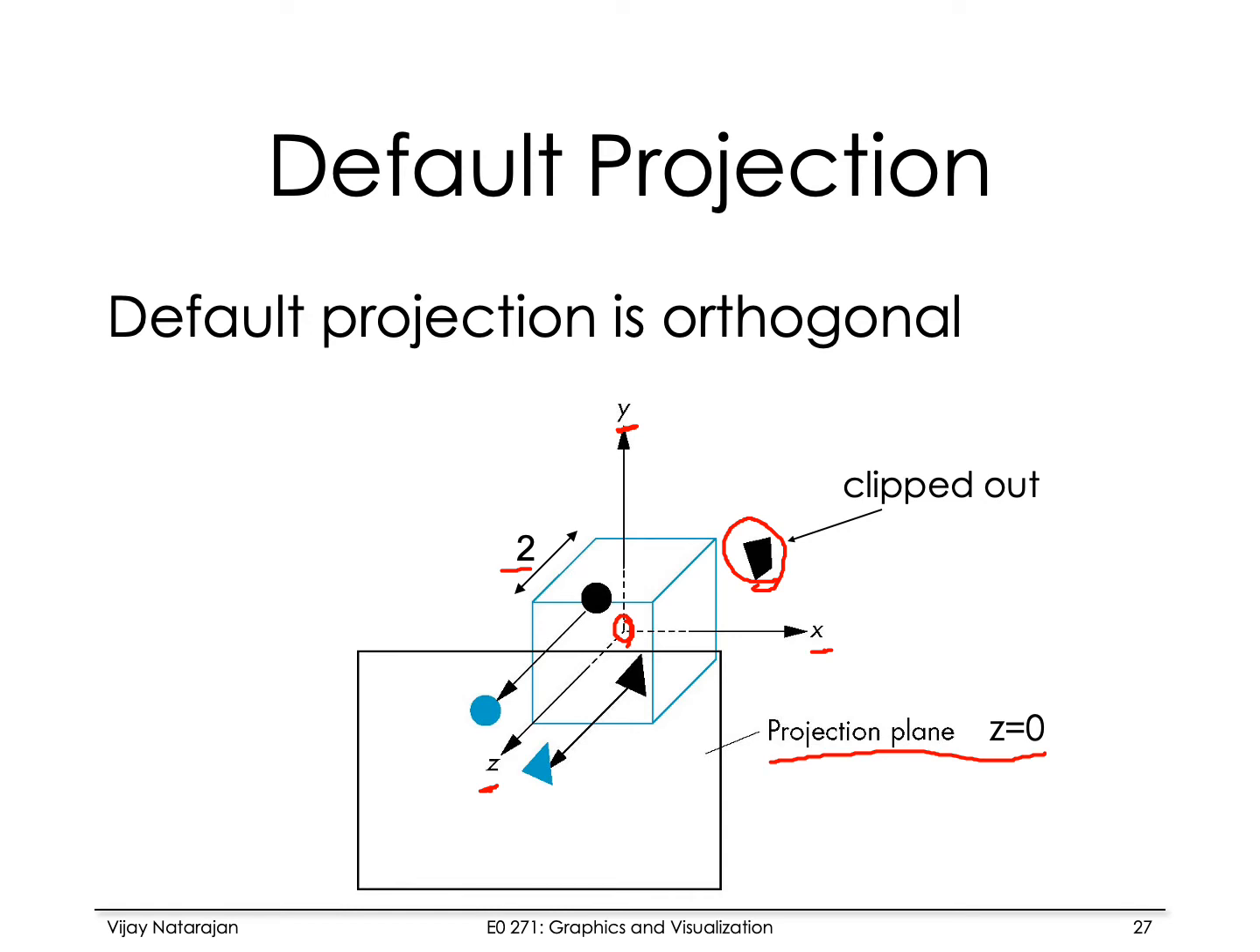Now clearly we don't want objects that are behind the camera to be visible or to be projected. So there are many ways to fix this. A simple way is to move the camera so that the entire view volume lies in front of the camera. Let's talk about that situation first.